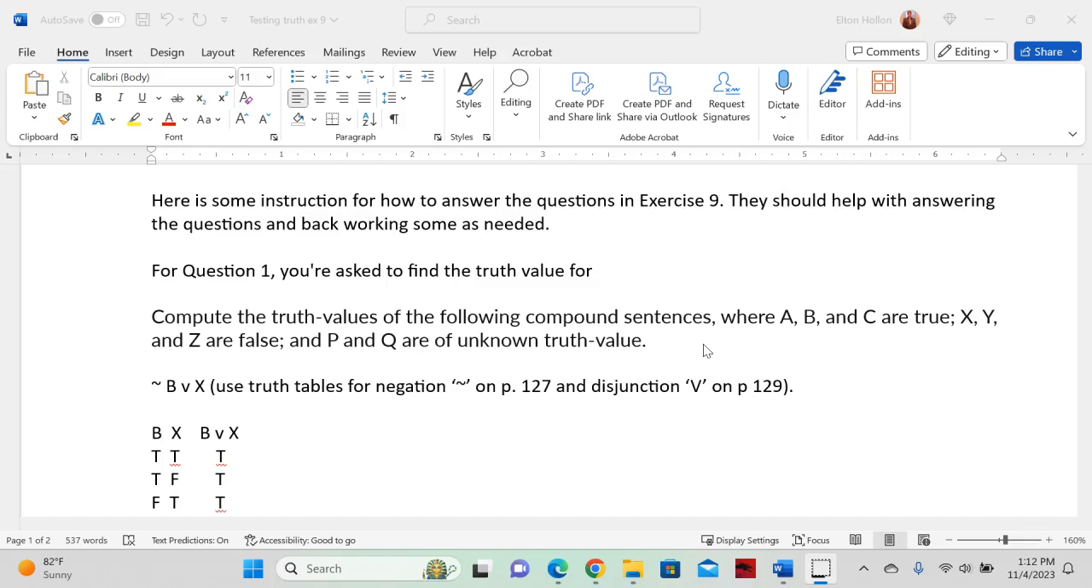So beginning with question 1, you're asked to find the truth value for not B or X. The instructions tell us that A, B, and C are true, X, Y, and Z are false, and P and Q are unknown. The truth of P and Q are unknown.